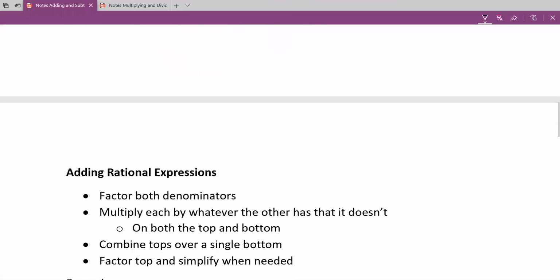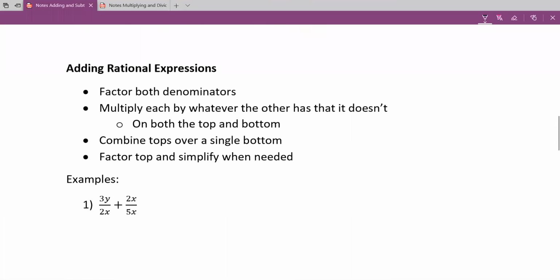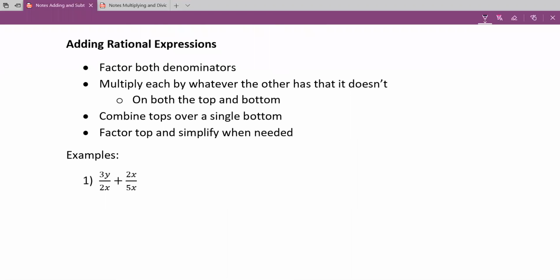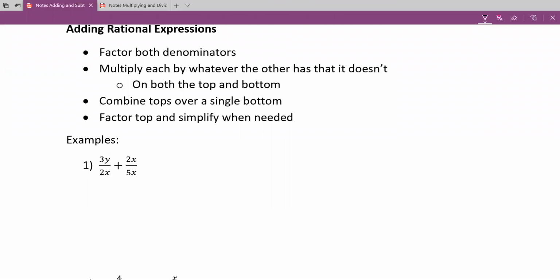Now remember, our least common multiple is our ideal common denominator. So for adding rational expressions, we're going to start by factoring both denominators. We're going to multiply each fraction by what it's missing from the other person's denominator on both the top and the bottom. And then we're going to combine our two tops over a single bottom and factor the top to simplify if we need to.